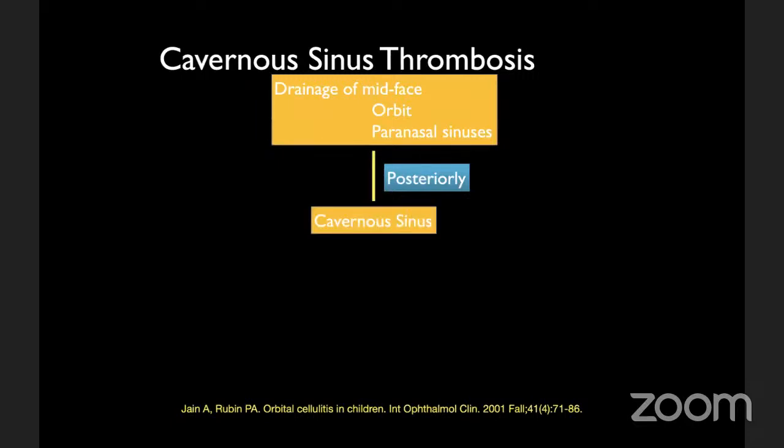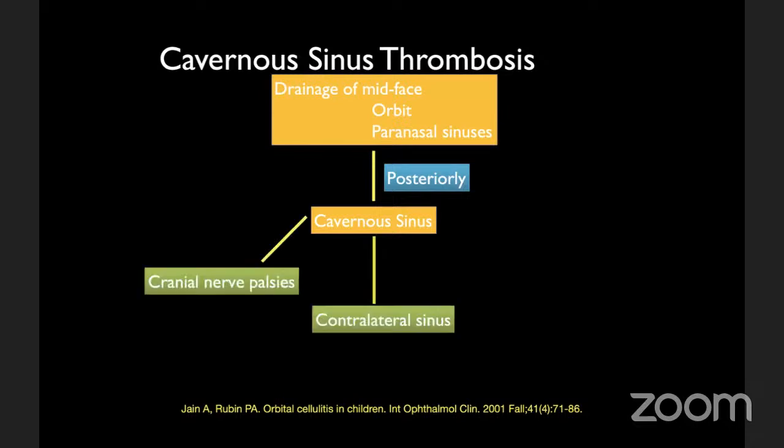So quickly about cavernous sinus thrombosis. From the mid-face, orbit, and the paranasal sinuses, there is drainage posteriorly into the cavernous sinus, and that can progress to involve the cranial nerves, which are present in the posterior orbit. They can also involve the contralateral sinus and the surrounding meninges, leading to inflammation of all of these structures.